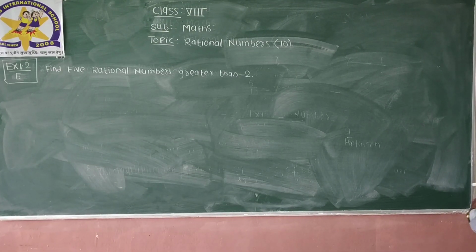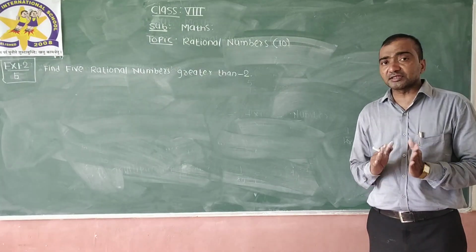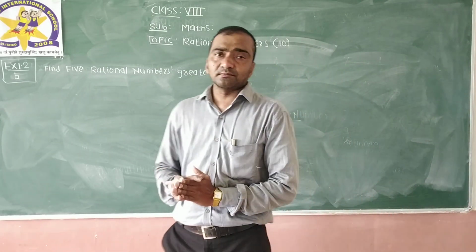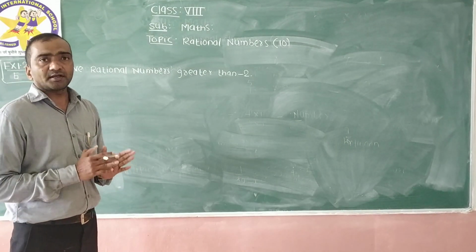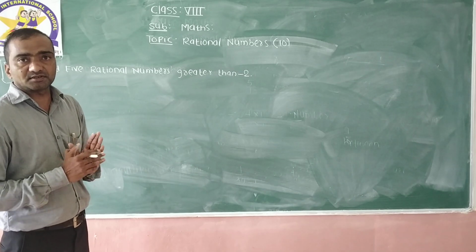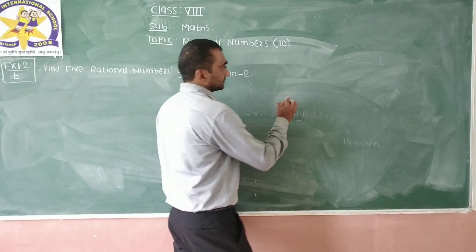Now question number 6 is, we have to find 5 rational numbers which are greater than minus 2. To write 5 rational numbers which are greater than minus 2, first of all we draw a number line, then you can write easily 5 rational numbers which are greater than minus 2. First of all we draw a number line.